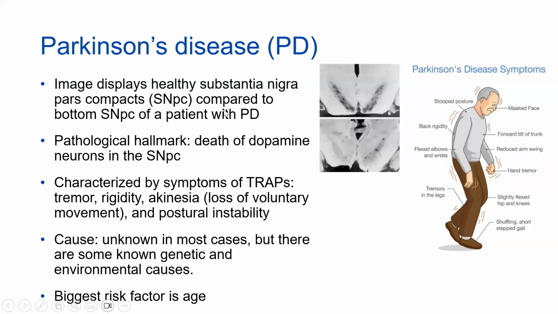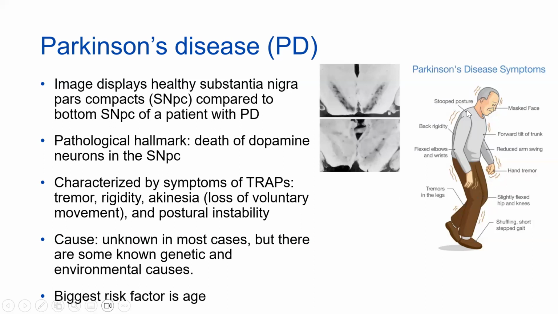And that's actually the pathological hallmark of PD. And patients experience symptoms of what we call TRAPS. So that's tremor, rigidity, akinesia, or loss of voluntary movement, and postural instability. They'll have stoop posture, shuffling gait, and a variety of other symptoms.